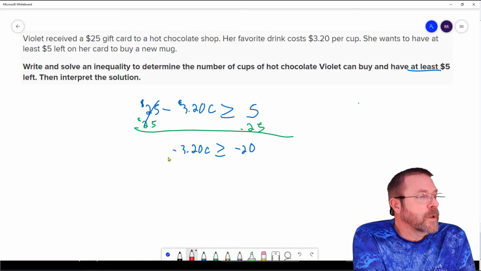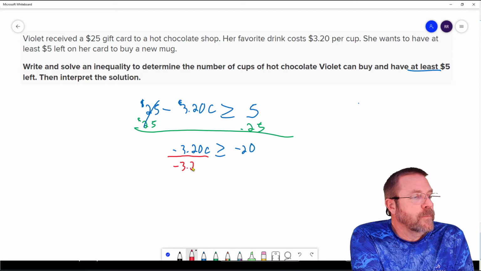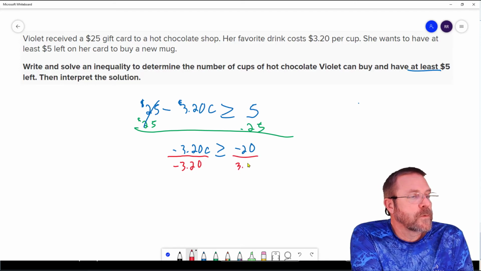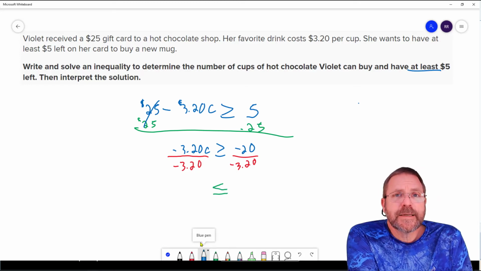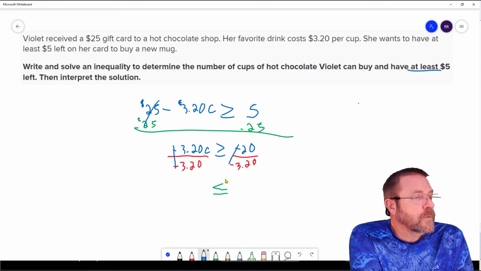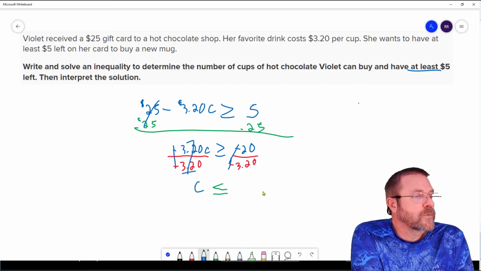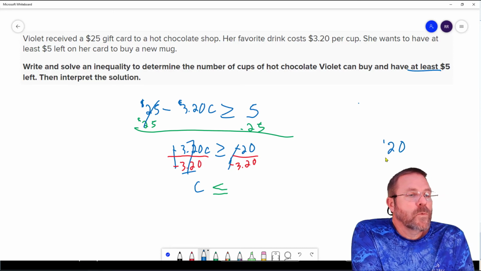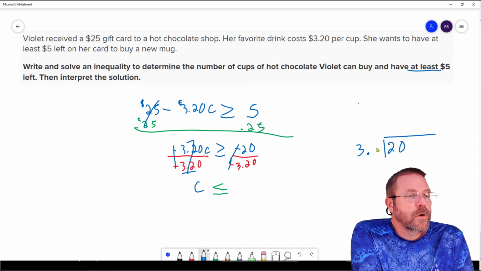Now we're going to undo multiplication and division by dividing by negative $3.20 on both sides. Now when we do that, very important, that sign is going to change directions. It changed directions because I divided both sides by the same negative number. The negative signs on both sides are going to divide out. The 3.20s are going to become 1. 1 times C is C. And then over here, I need to take 20 and divide it by, I'm just going to call it 3.2. No reason for the extra decimal to be there.